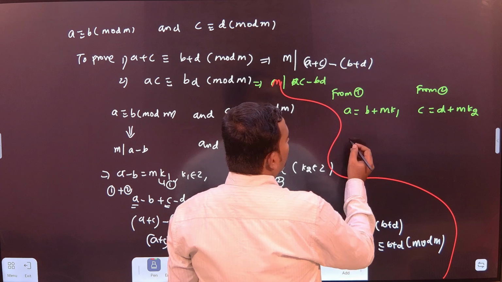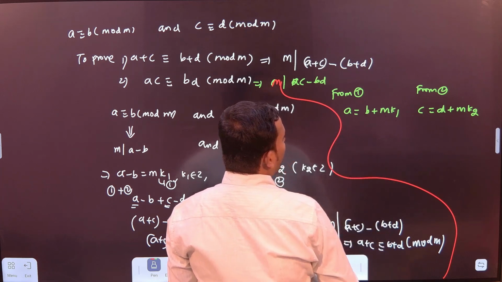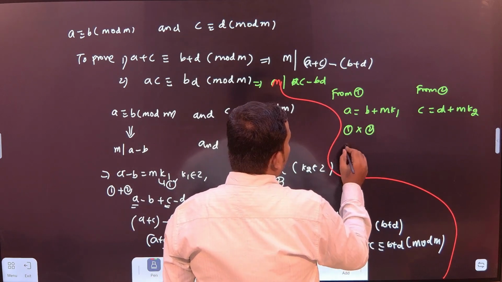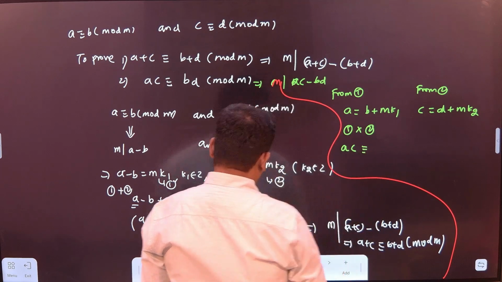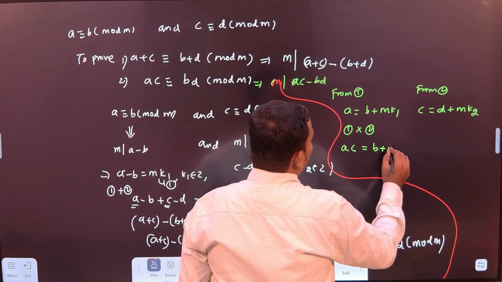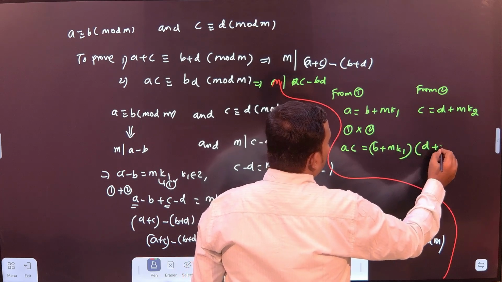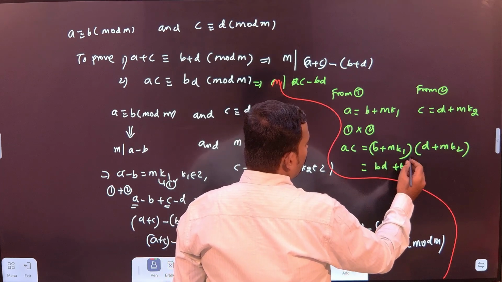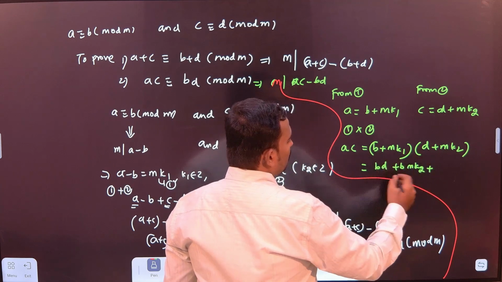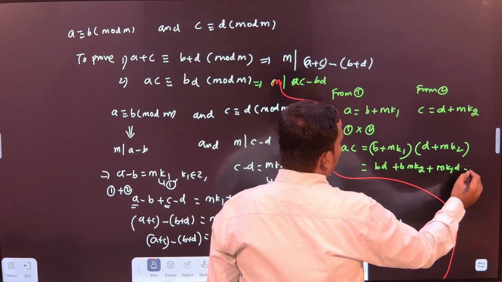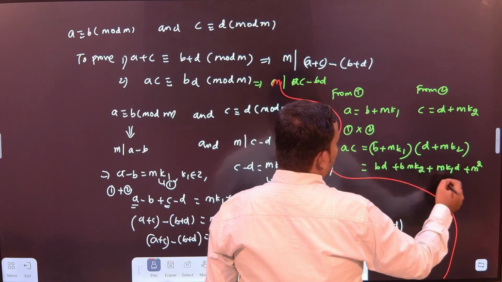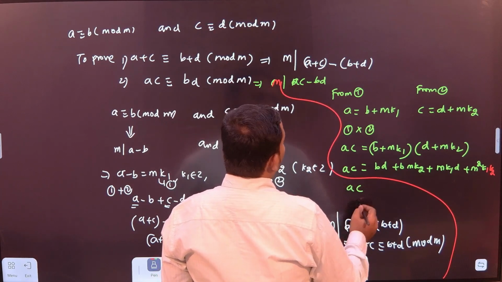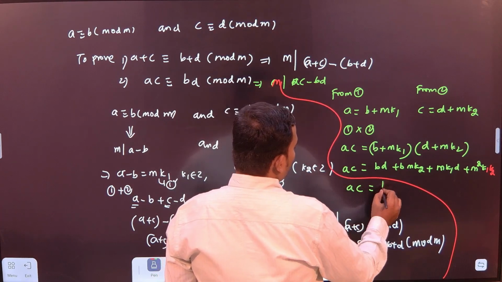So from this what can we conclude here? AC we require, so you multiply these two things. Multiply 1 and 2, what will we get? AC is equal to (B plus M times K1) into (D plus M times K2), right? If you multiply this, BD plus B into M times K2, plus M times K1 D, plus M square times K1 and K2, right? So AC is equal to BD plus these terms.